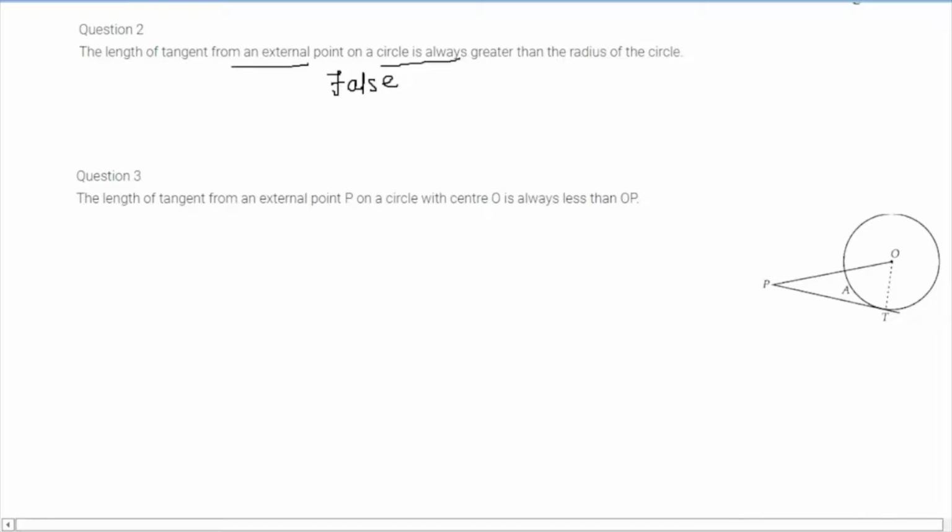Now in question number 3, it says the length of a tangent from an external point P is given. PT is a tangent on the circle with center O, and it is always less than OP. We have to prove that PT is always less than OP.